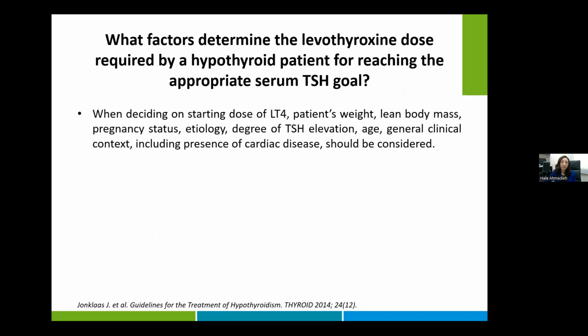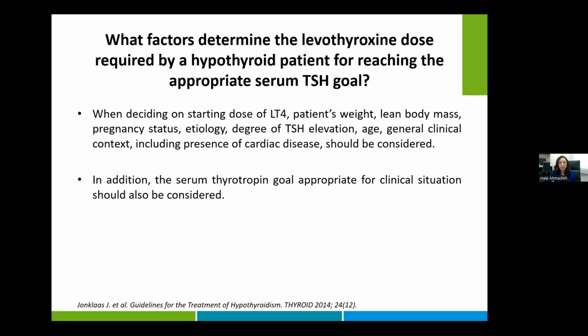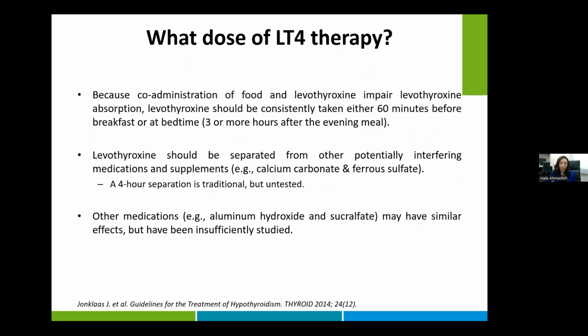Now, how do we decide on the dose for the thyroid hormone? We really have to take different factors into account, including the weight of the patient, including whether the patient is a pregnant lady or not, the etiology of the hypothyroidism, how high the TSH is, whether the patient is elderly or not, whether they have cardiac diseases or not, and the serum thyrotropin goal, which is appropriate, that is needed for every single individual, should also be considered when choosing the dose of the thyroid hormone.